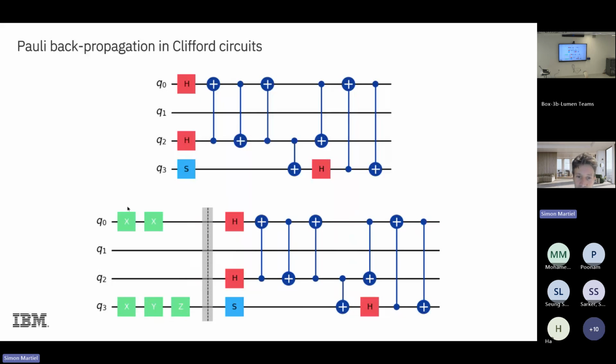I don't know if you're familiar enough with Paulis, but if you look at those Paulis, you can see that those 2 X here will compensate each other because it corresponds to a bit flip.